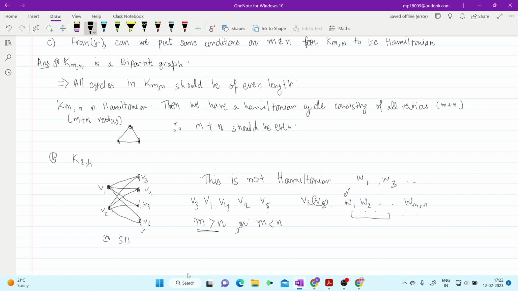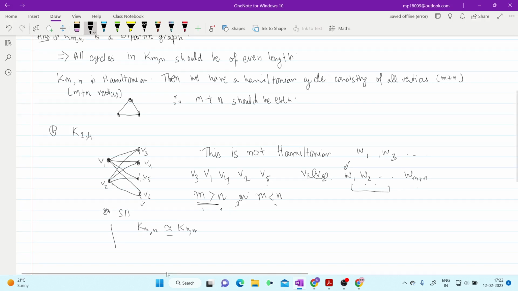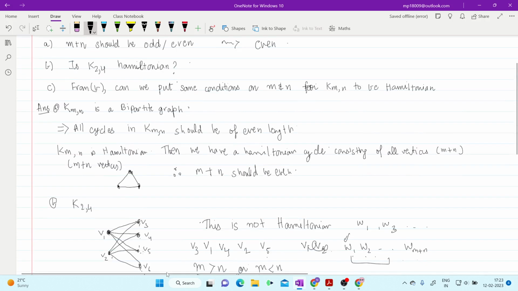But this graph will be isomorphic if you take these vertices in the other set, so this is kind of a symmetric thing. If Kmn is not Hamiltonian, then Knm cannot be Hamiltonian either, because they are isomorphic. So we see that if m is greater than n or m is less than n, then this graph cannot be Hamiltonian. Does everyone understand this? Yes. And if m is equal to n, then it is Hamiltonian. Yes, exactly.